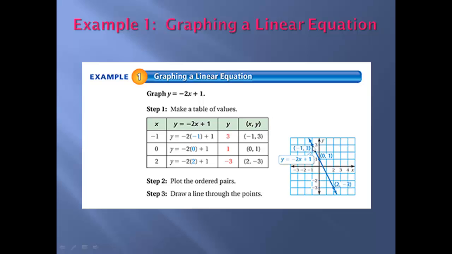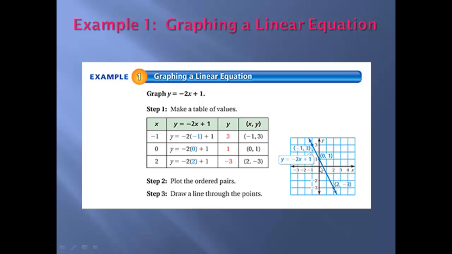Our next one is 0, 1. So we go back to 0, 0. We go left or right 0, so we just stay where we're at. And then we go up 1. That would be 0, 1.